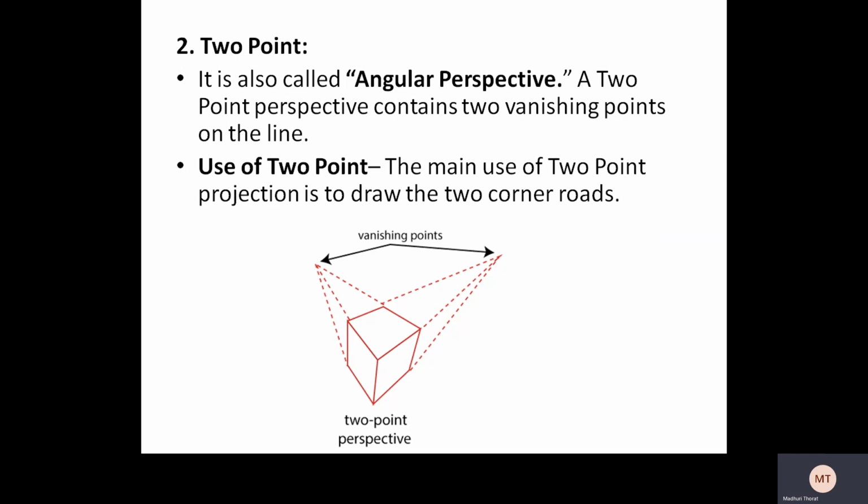The next one is the 2 point projection. It is also used for the angular perspective. A 2 point perspective contains two vanishing points on the line. The main use of 2 point projection is to draw two corner roads. See in this figure, this is the 2 point perspective and here the 2 points arise as angular perspectives. So it is also called an angular perspective.